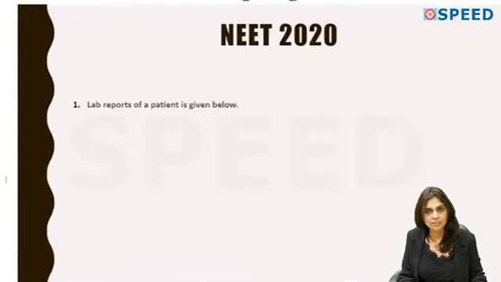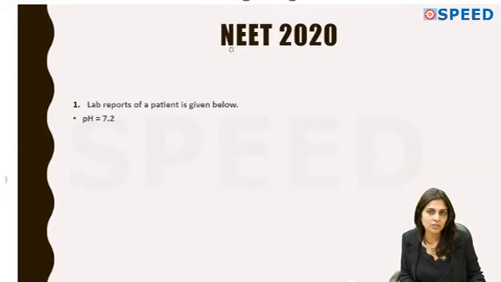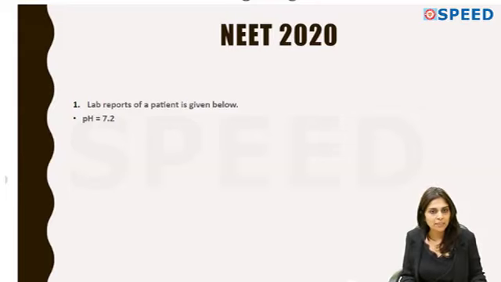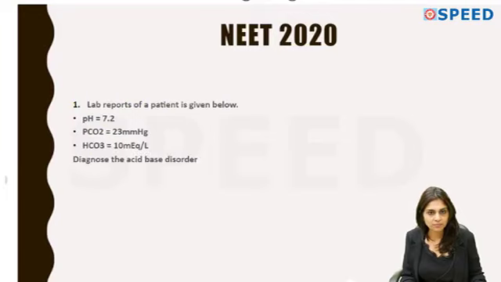Lab reports of a patient is given below. Basically, the NEET 2020, the latest question paper, had 2 questions on acid base. So I've clubbed both these together. The first question was: lab reports of a patient is given below. pH was 7.2, PCO2 was 23 millimeters of mercury, bicarbonate 10 milliequivalents per liter.